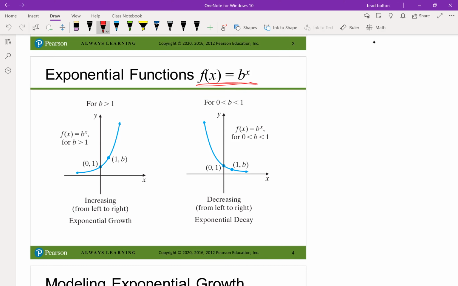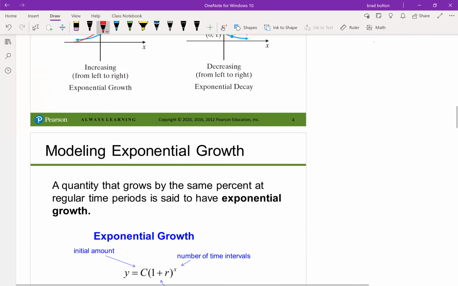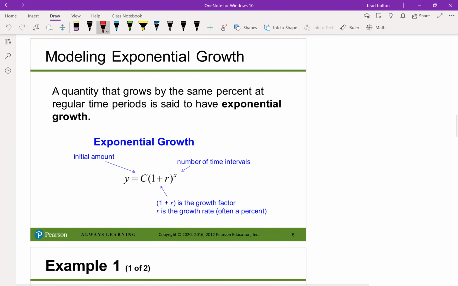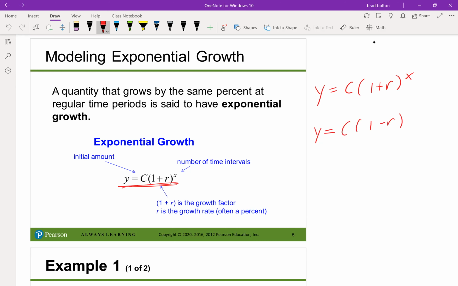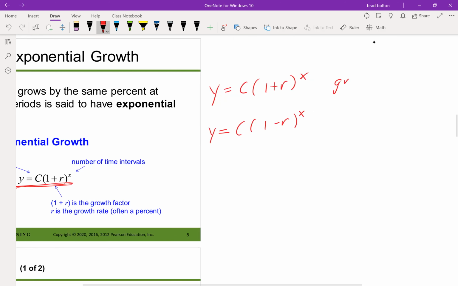So we have our exponential function like this, and we see that it works like this. What exponential growth and decay is, we're going to build on this function. If we're going to model exponential growth, we're going to use this formula right here: y equals c times (1 plus r) to the x, and that'll be for growth. And y equals c times (1 minus r) to the x. So this will be exponential growth, and this will be decay.